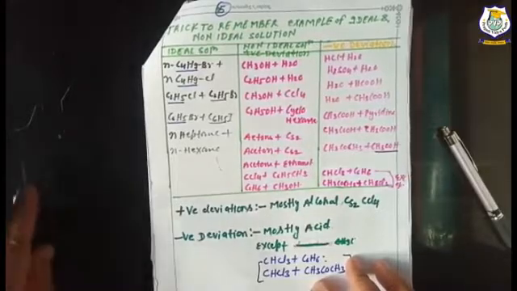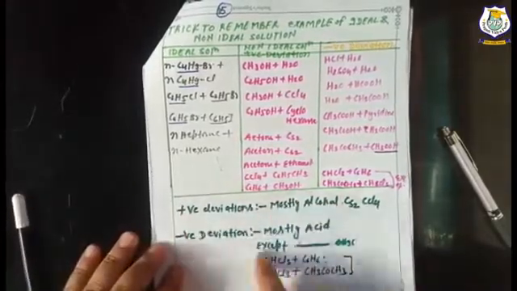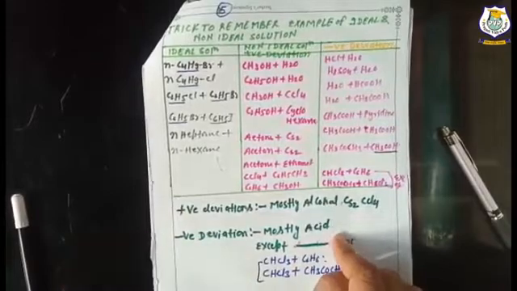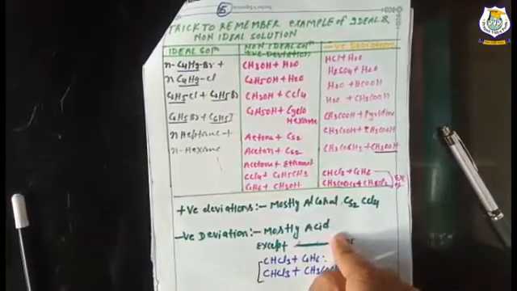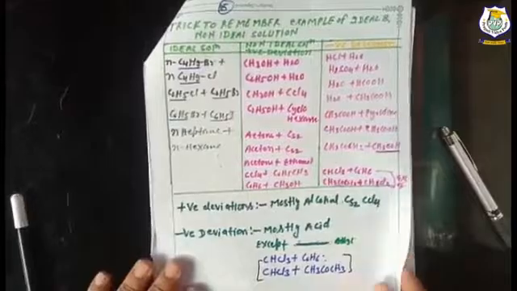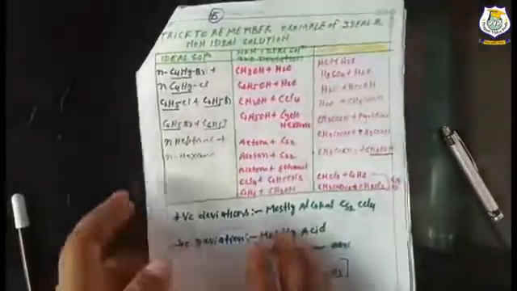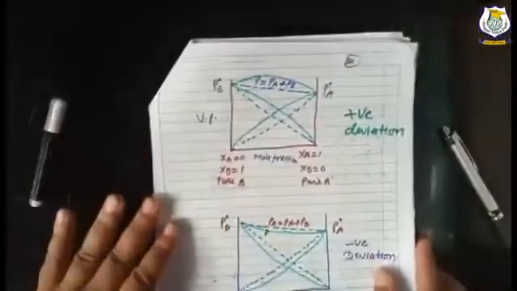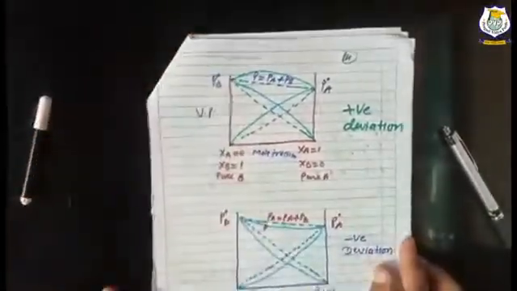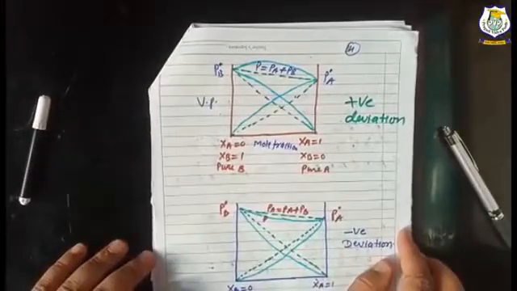This page is most important. This trick is useful to remember the examples of ideal and non-ideal solution. Some graphs are also plotted showing the positive deviation and negative deviation.